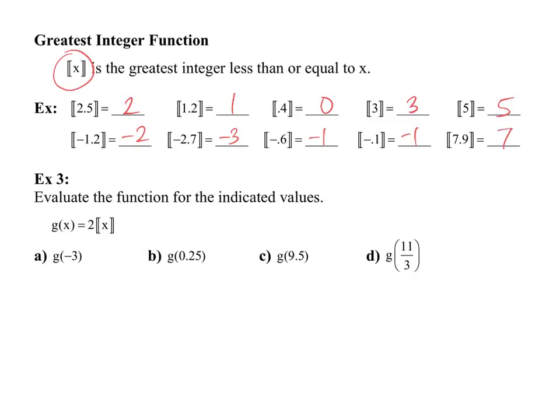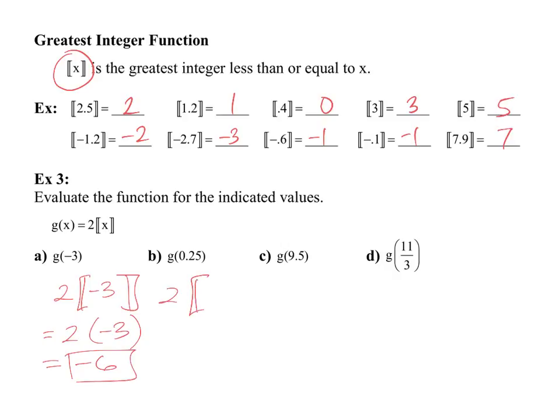Okay, so here in example 3, evaluate the function for the indicated values. So I'm going to take 2 and then multiply it by the greatest integer function of negative 3. Well, what's the greatest integer of negative 3? It's just negative 3. All right, done with that. Then we have 0.25. Well, what's the first integer to the left of 0.25? That would be 0. Answer 0.